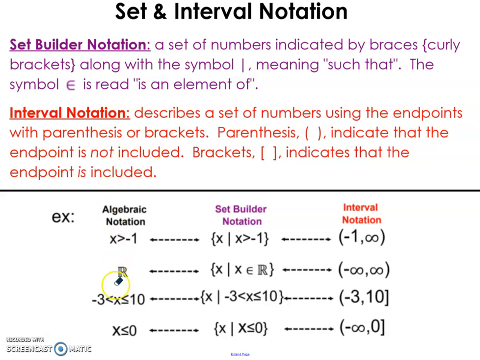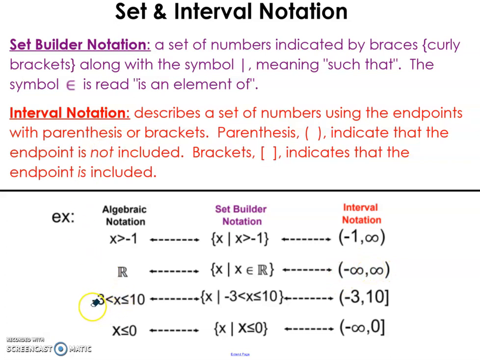Okay, here we have all real numbers. So all real numbers in set builder notation, we would say x such that x is an element of all real numbers. And in interval notation, we would say -infinity to infinity. And again, both open parentheses since it can't include infinity.